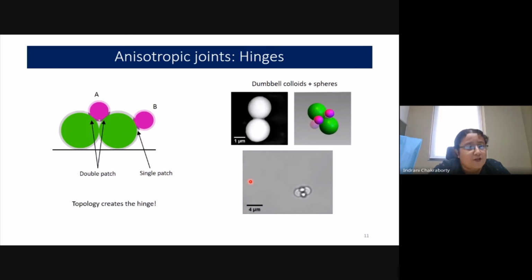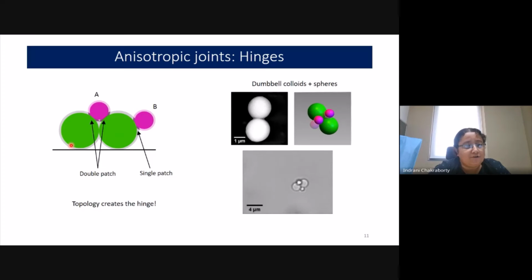We can also use the topology of the system, not just entropy, to create a hinge. So instead of a cube and a sphere, if you use a dumbbell and a sphere, then as long as the sphere is on one of the outer surfaces of the dumbbell, it has only one bond patch area. But the moment it falls in the waist region, it has 2 patch areas. So it is now trapped and it cannot escape to one of the outer surfaces of this dumbbell.